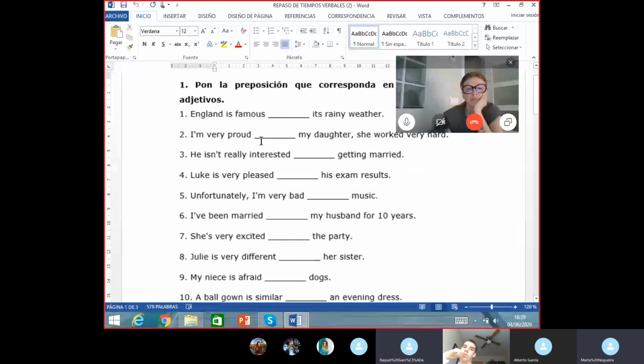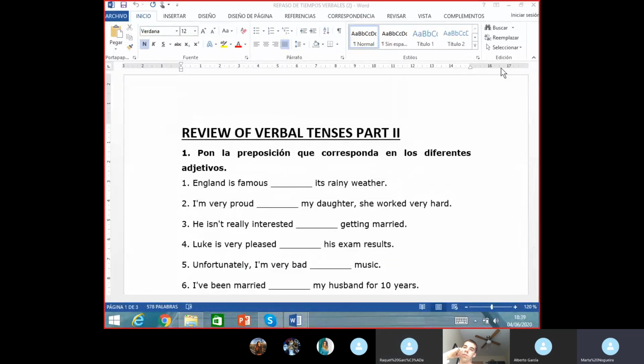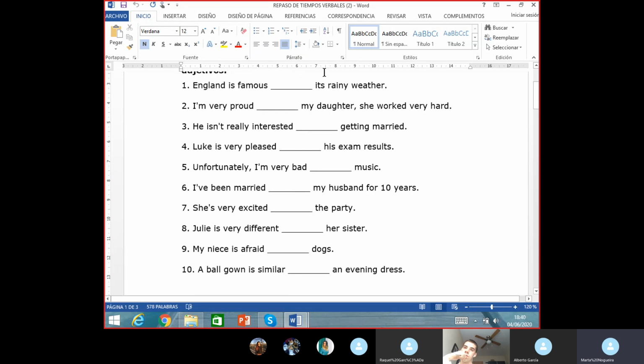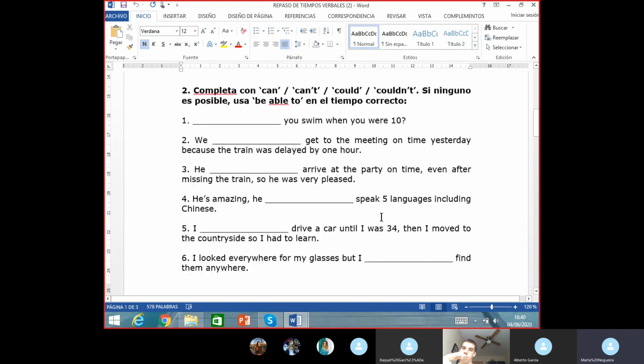Okay, so guys, I want you to do exercise 1. I'm going to explain to you a little bit of this. And in the first, you are going to put the corresponding preposition in the gap. So famous are, so you have to know it, okay? So this 10. I know that you are quick. Sois rápidos en esta clase.